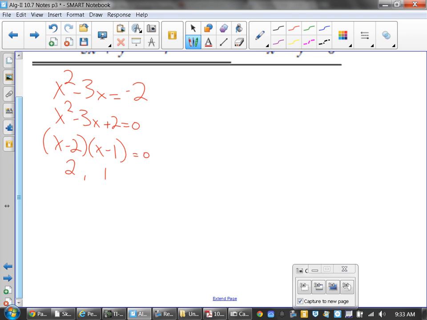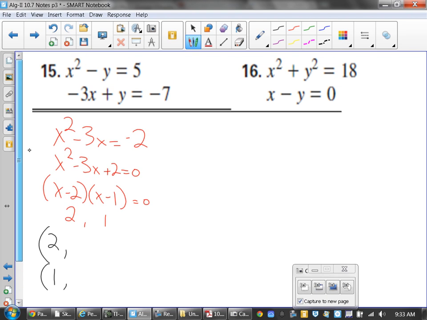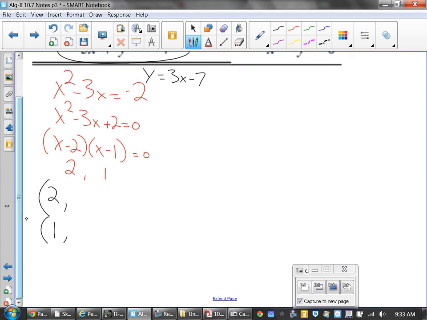And I did notice this from the people that were popping in and out. When you got your first set of zeros, you were writing them in the set of ordered pairs. Here's 2, here's 1. And then it's just a matter of substituting back in to solve for y. Now, in that original set of equations, I would have set this one equal to y, so it would be 3x minus 7. And it's just a matter of substitution. 3 times 2 is 6. 6 minus 7 is? 3 times 1 is? 3 minus 7 is negative 4. So that's how you get those two ordered pairs in the first one.